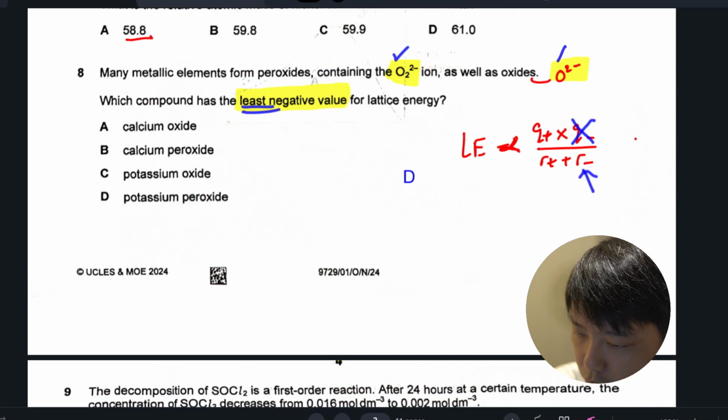Okay, so we don't want to have oxides, we want to have peroxides. Okay, so that narrows our options to B and also D. So A with oxide and C with oxide will be ruled out.